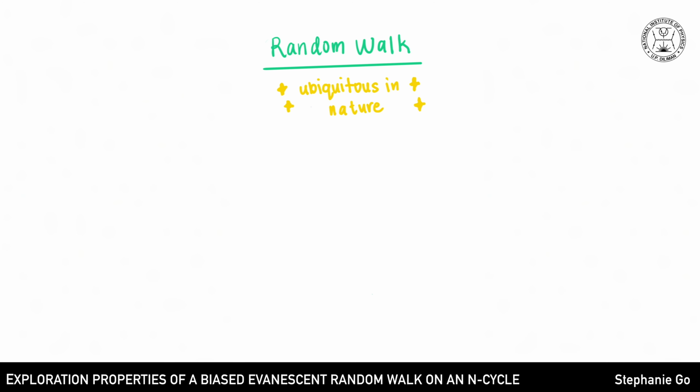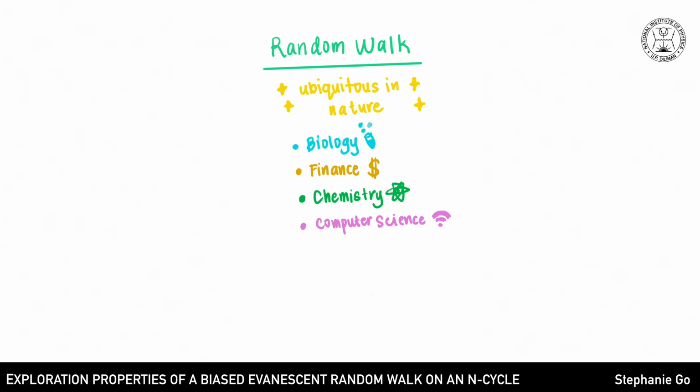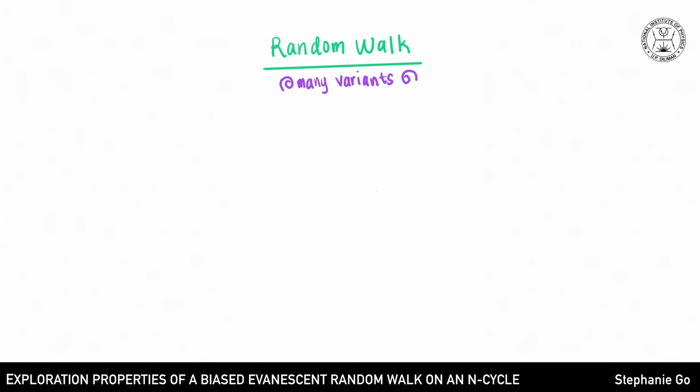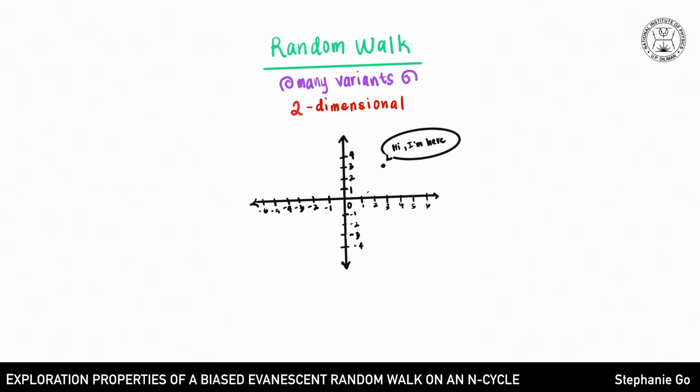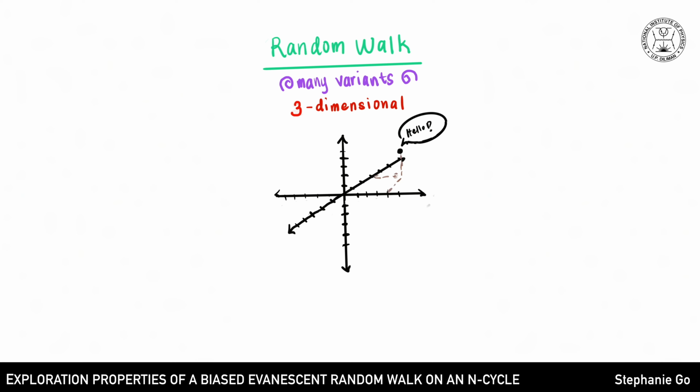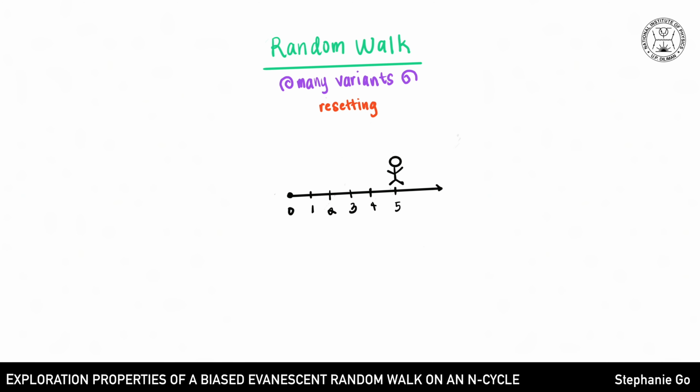Random walks are ubiquitous in nature, and have many applications in biology, finance, chemistry, computer science, and many more disciplines. Random walks also have many variants. The walker can be in a 1D space, a 2D space, or a 3D space. The walker can have a probability R to reset to its starting position. But in this presentation, we will consider the one-dimensional biased evanescent random walk on an N cycle.